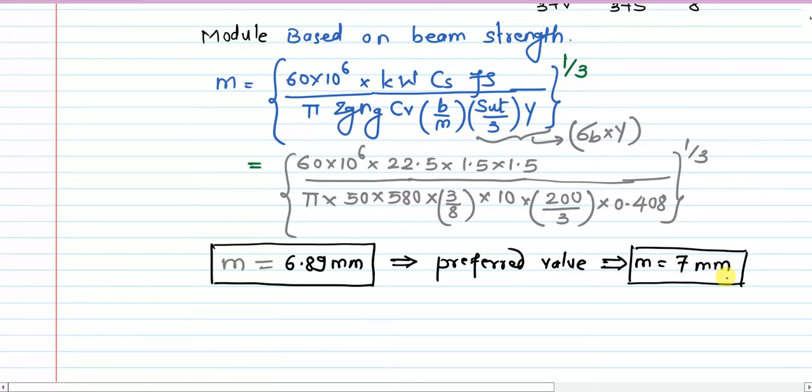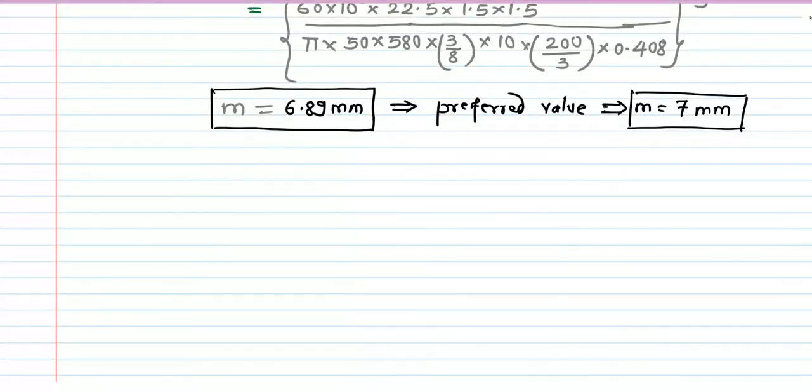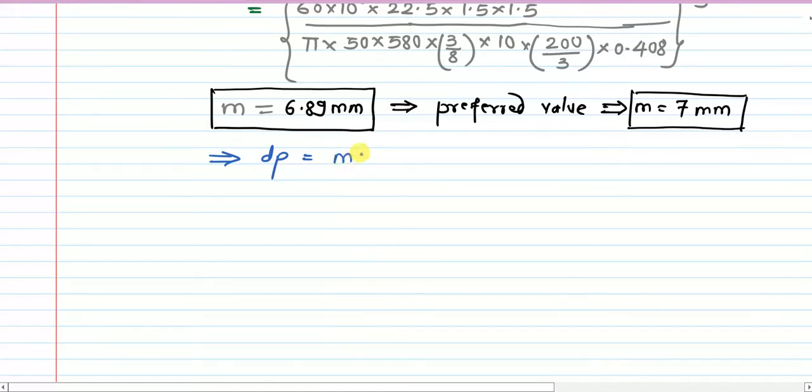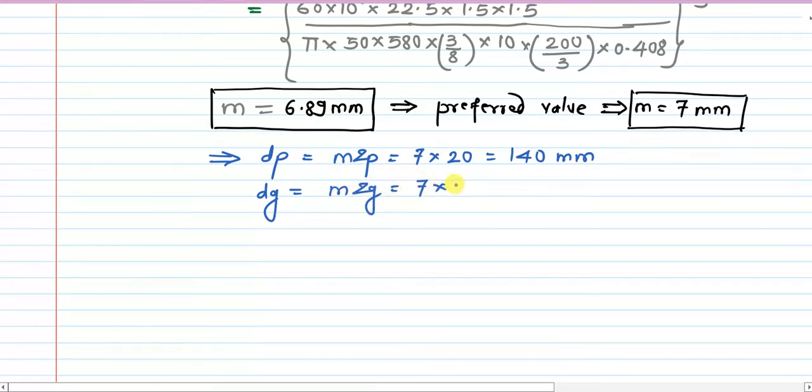Okay, so now the module is here. So because of that, we can proceed to obtain the dimensions of various components. Ultimately, module itself is one of the parameters. So DP, the pitch circle diameter of pinion, is equal to M ZP. So module is 7, this is 20, so that gives you 140 mm as the pitch circle diameter of pinion. Then pitch circle diameter of gear is M ZG, so 7 multiplied by 50 gives you 350 mm. This is the second diameter. And then the face width, we have considered it to be 10 times module. So 10 multiplied by 7 is equal to 70 mm.